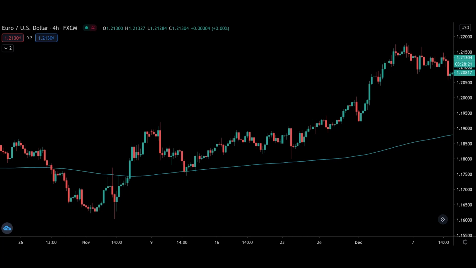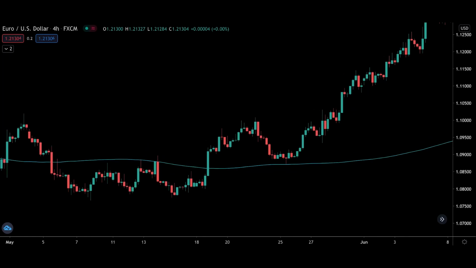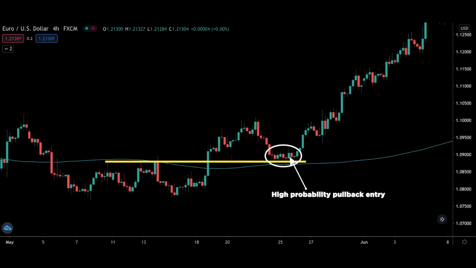Today, I want to talk about an indicator that is rather common and often overlooked, the moving average. Like most indicators, if misused, it will cause you to lose money and blow your trading account. But if you use it correctly, it will give you an edge in the market, not just for Forex, but in any market. So today, I will show you two high probability pullback strategies that work.